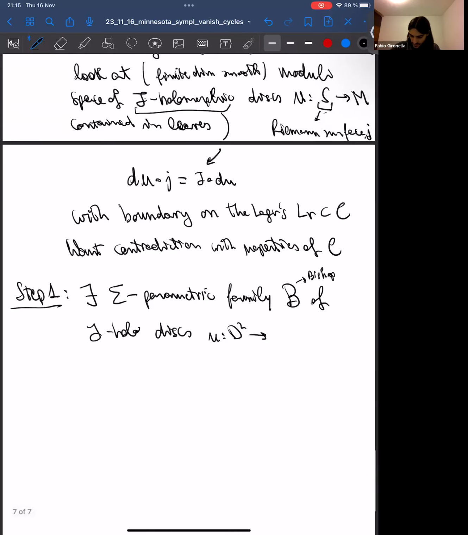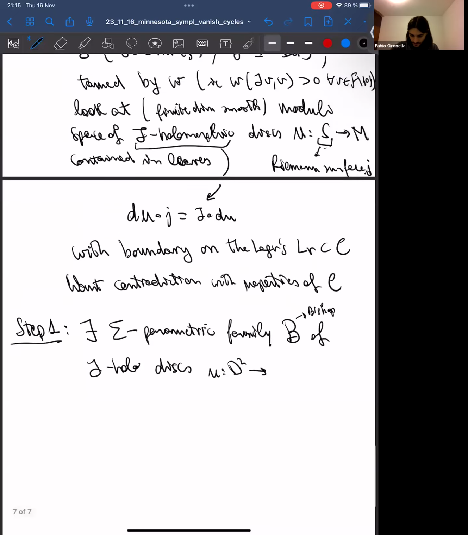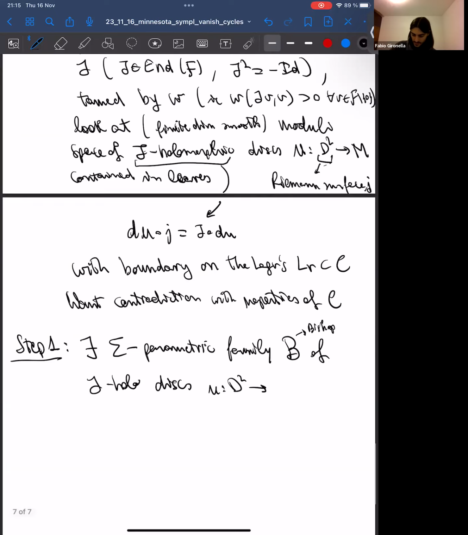So in particular, in this case, the Riemann surface is just a disk, which I see as a Riemann surface with the standard J.